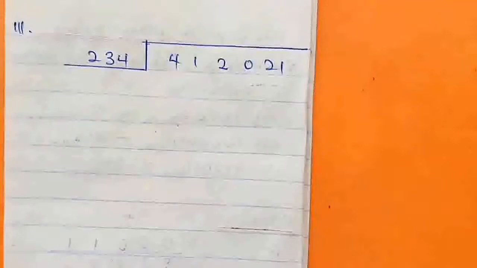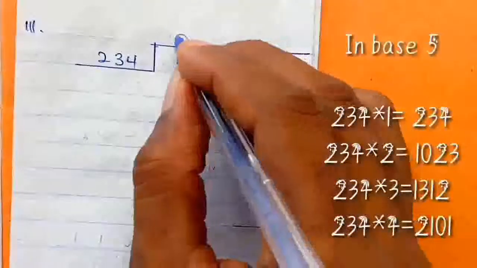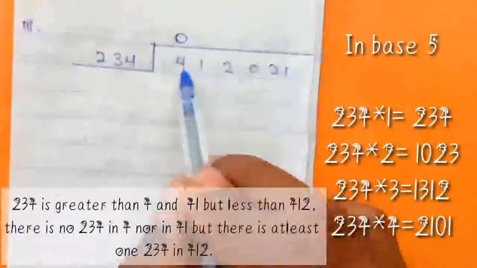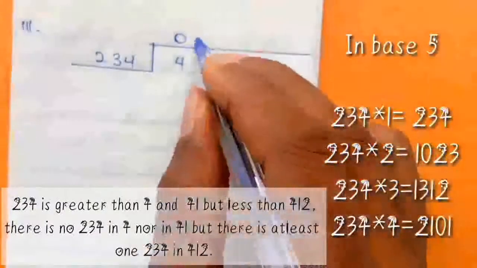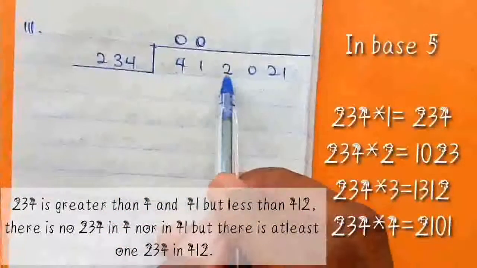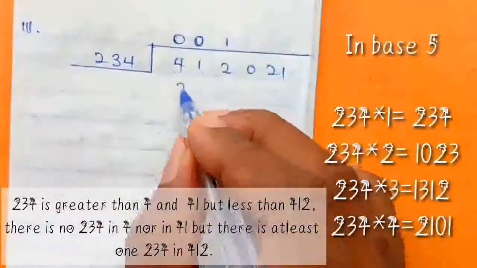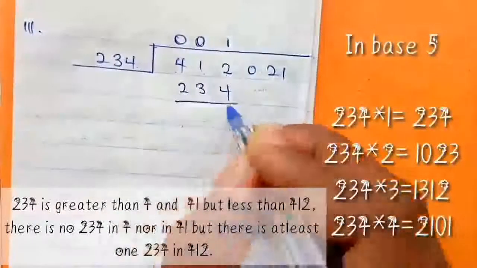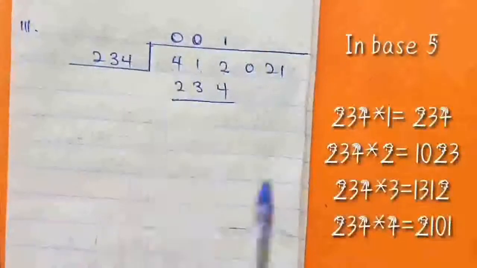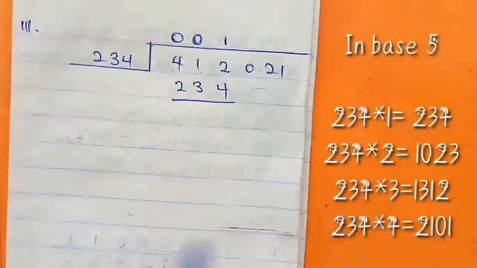The last question. This is to be done in base 5. 234 divided by 4 won't work, we have 0. 234 divided by 41 won't work, we have 0. 234 divided by 412 will work, at least it will give us 1. 1 times 234 will give us 234. Let's go for the subtraction. You notice that 412 is between 234 and 1023 in base 5.